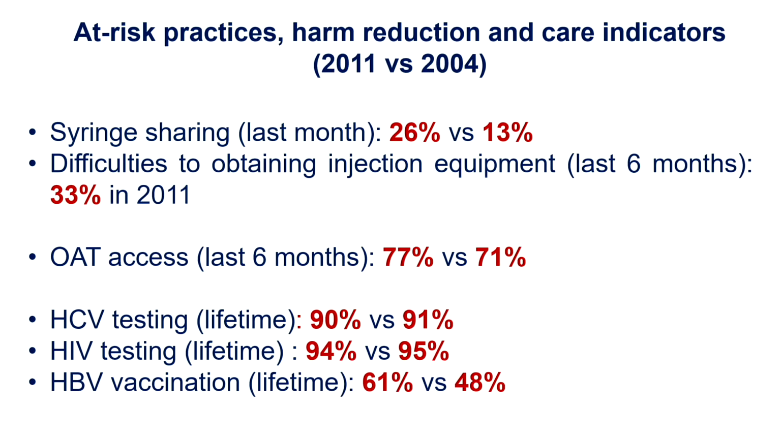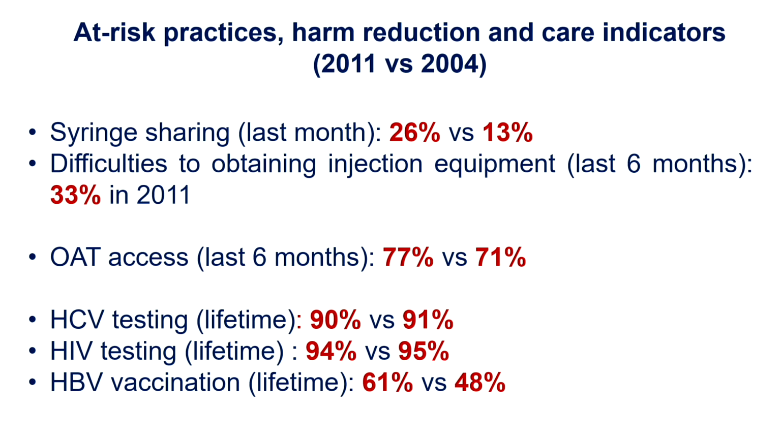So regarding at-risk practices, harm reduction and care indicators, we measure having shared a syringe in the last month. We were very surprised because in 2011 the level was higher. We have 26% of people who declared having shared at least once a syringe last month versus 13% in 2024. And the questionnaire was exactly the same.